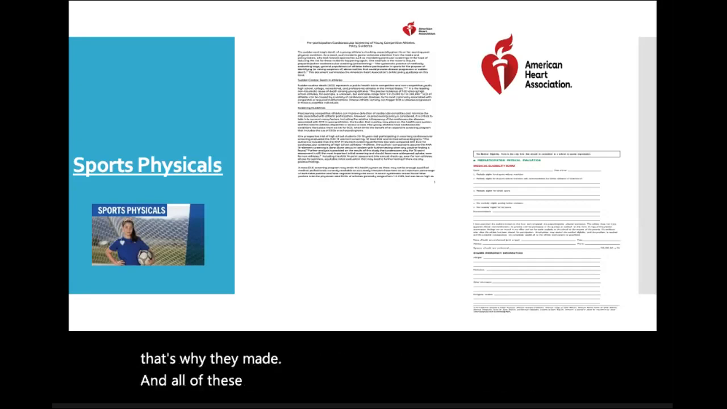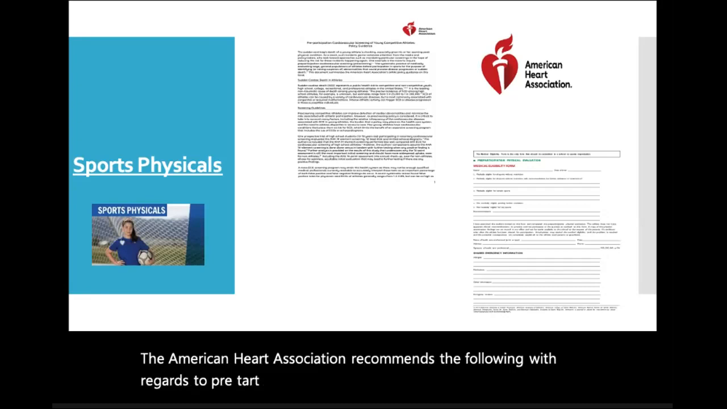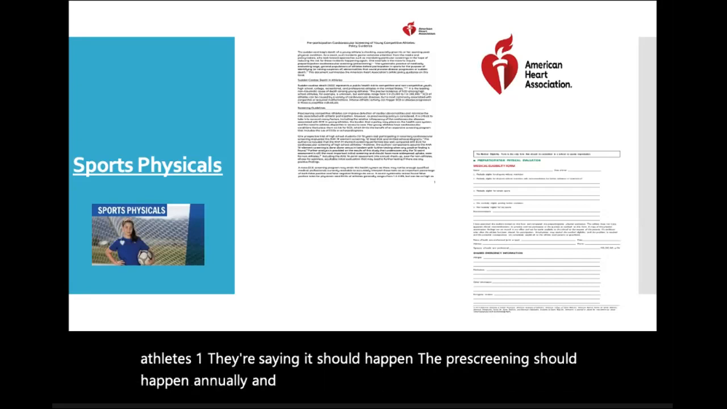So the American Heart Association recommends the following with regards to pre-participation screening of young competitive athletes. Number one, they're saying the pre-screening should happen annually and consists of a targeted personal history, family history, and physical exam.